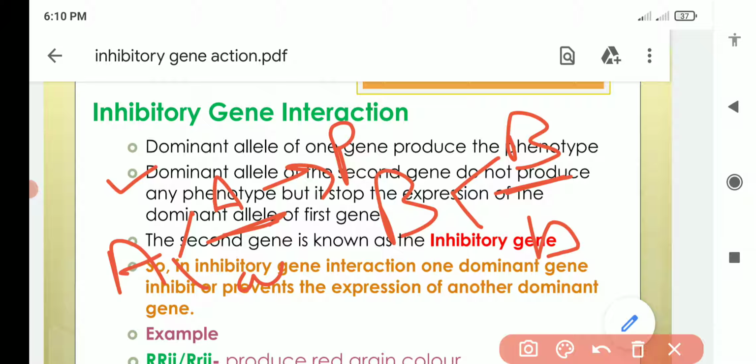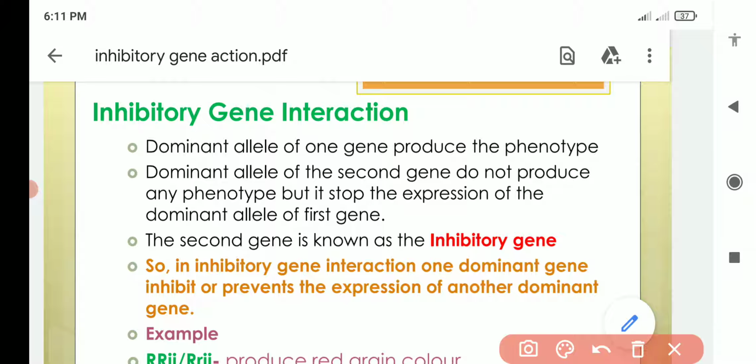The dominant allele of the B gene is not going to produce any phenotype on its own, but when this A and this B are present together, this B will inhibit the expression of this A. So in the presence of B, this A is not going to produce any phenotype. That's why it is known as inhibitory gene action, because this B will inhibit, or we can say prevent, the expression of this A. So the second gene is known as the inhibitory gene for the first gene.